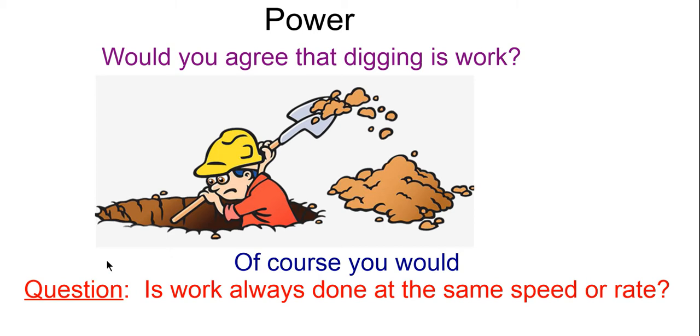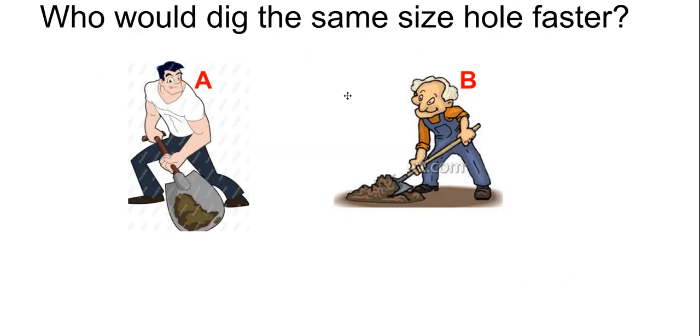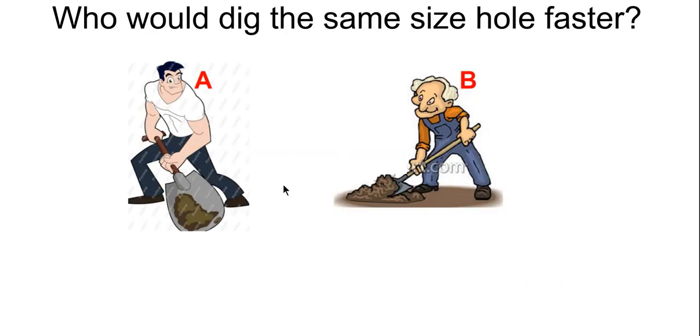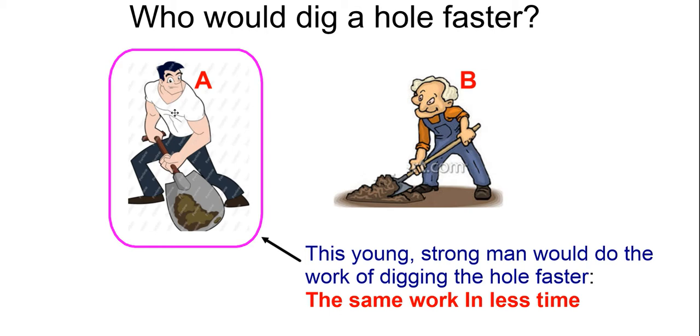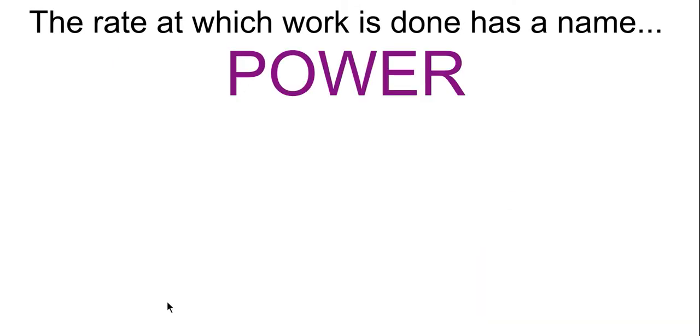But the question is, is work always done at the same speed? Let's look at an example and examine that. Let's say these two guys are both digging the same hole, same size hole. Which person here would dig that hole faster, do you think? I think it's pretty clear this young, strong guy would do it faster, wouldn't he? When I say the same hole, I'm saying it's the same amount of work to dig the hole. But this guy does it faster, doesn't he? So we could say this person in A does the same work in less time. He works faster.